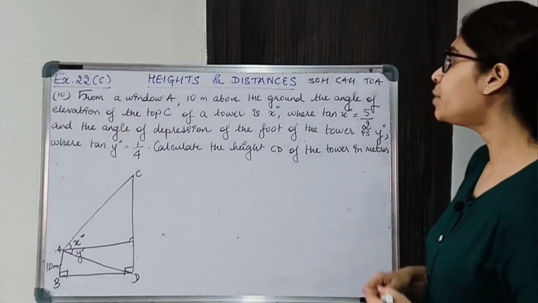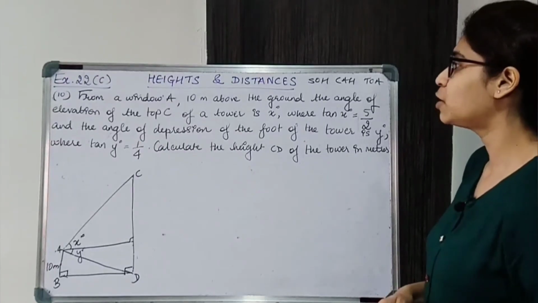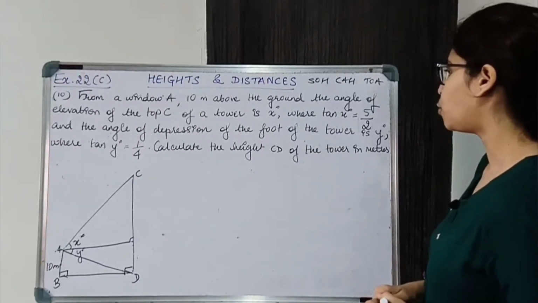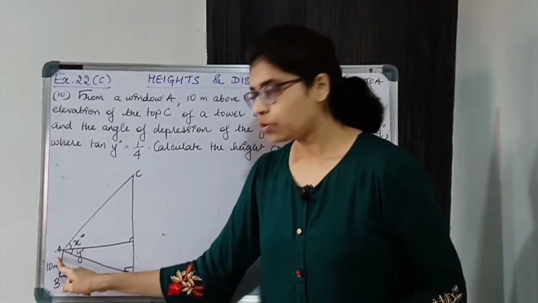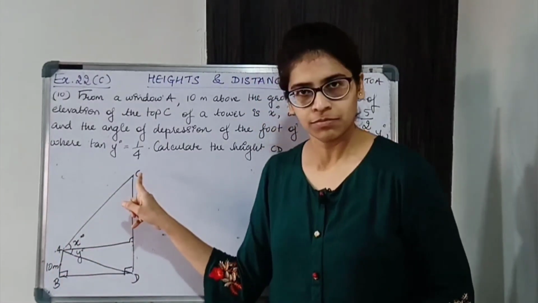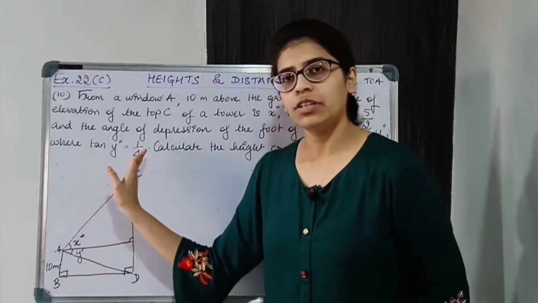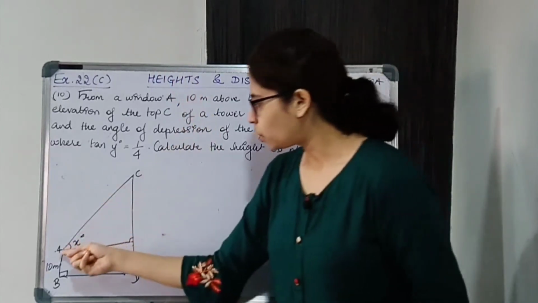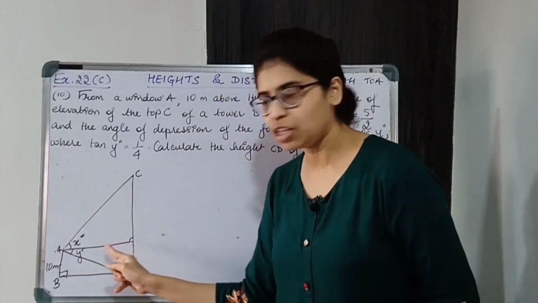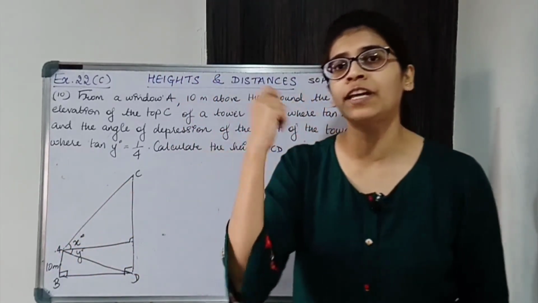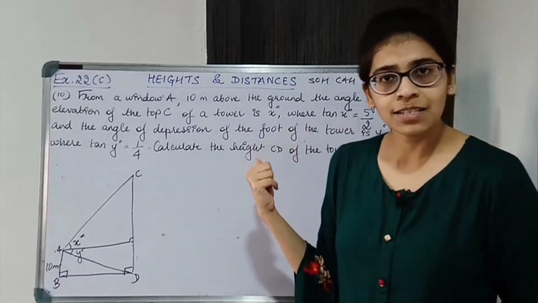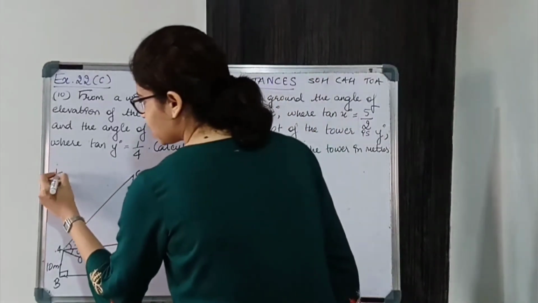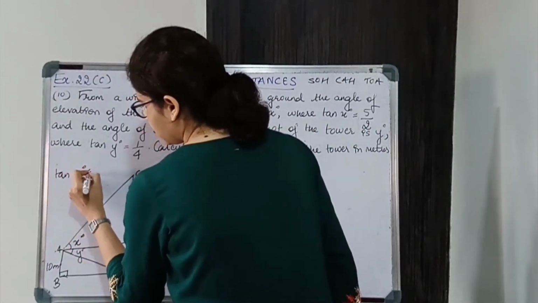Okay, now from a window A 10 meters above the ground, the angle of elevation of the top C of a tower is x degrees, where tan x is equal to 5/2. Now from the window you are observing the top of the tower. So angle of elevation is given, from lower level you are looking at a higher level, so it will be angle of elevation. So the angle between line of sight and horizontal, that is x degrees, is the angle of elevation. Now tan x is given to us, tan x is 5/2. Okay, so I'll just write down over here, tan x is 5/2.